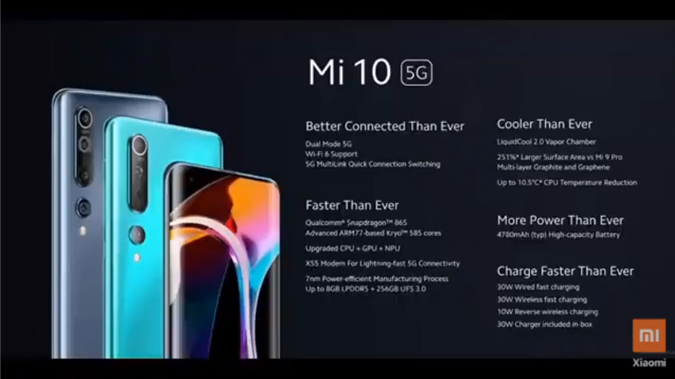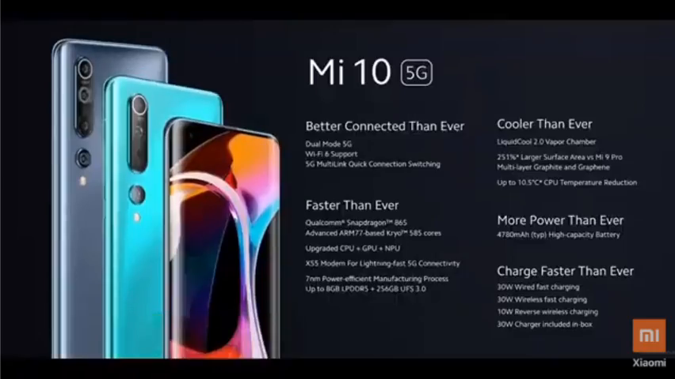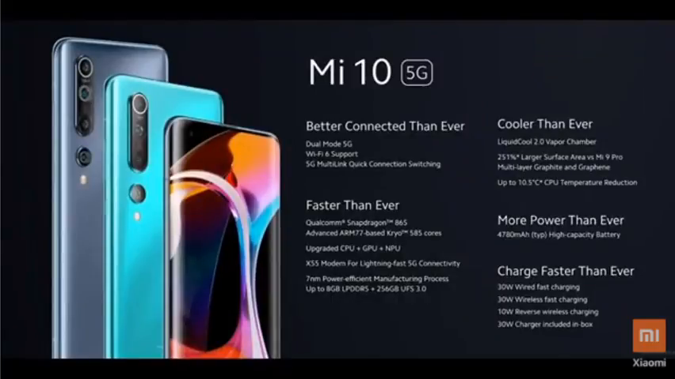To sum it up, Mi 10 is faster than ever with Qualcomm's Snapdragon 865 and X55 dual-band 5G modem. It also is cooler than ever with 3 solutions coming together to effectively reduce the CPU temperature by 10.5 degrees Celsius. More power than ever with 4,780 mAh of battery and triple fast charge: 30-watt wired, 30-watt wireless, and 10-watt reverse wireless charging with a 30-watt charger in the box itself.